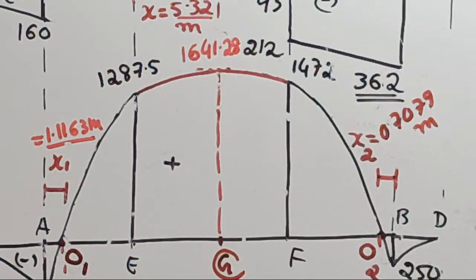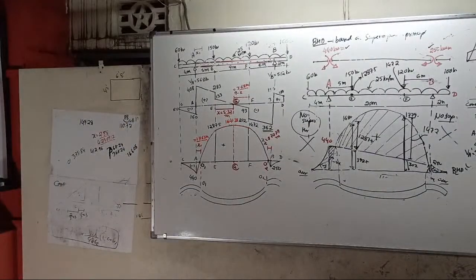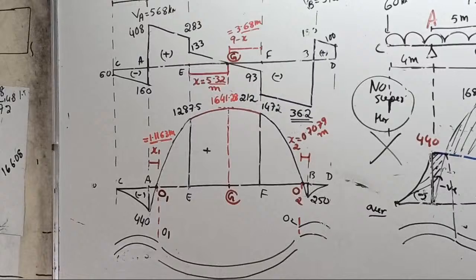See, 1287.5 is still there. One minute, I will show you one more thing. Tell what is the maximum BM you got there. What is the maximum BM you got? Tell the answer. If it does not come, I will stop my teaching now. See the diagram from last time's class, our systematic way. Tell what is the maximum BM you got.